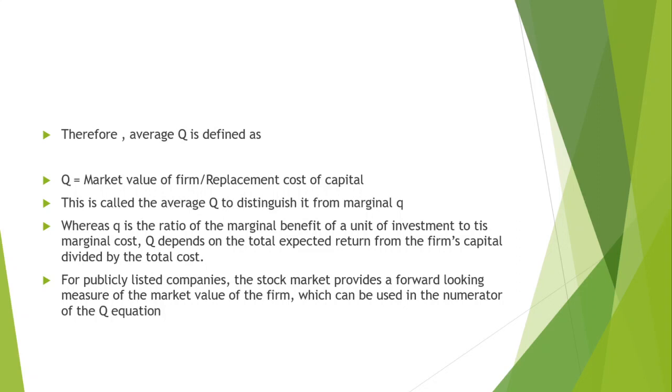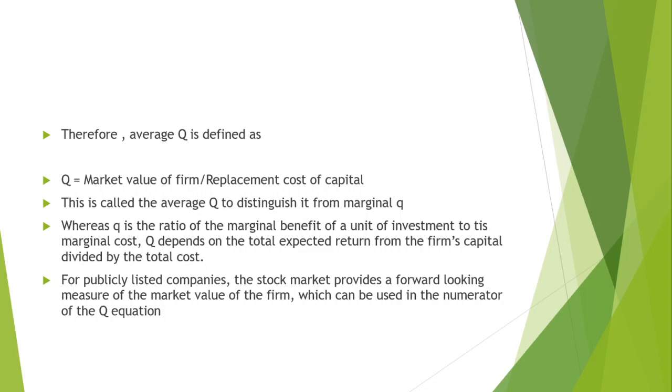Whereas small q is the ratio of the marginal benefit of a unit of investment to its marginal cost, capital Q or average Q depends on the total expected return from the firm's capital divided by the total cost. So that's the difference. Small q, or marginal q, is what happens when you make an additional unit of investment. What is the marginal benefit derived from this investment relative to the marginal cost? Whereas in capital Q, it depends on the total expected return from the firm's capital divided by the total cost.